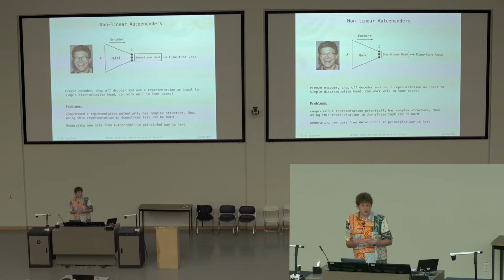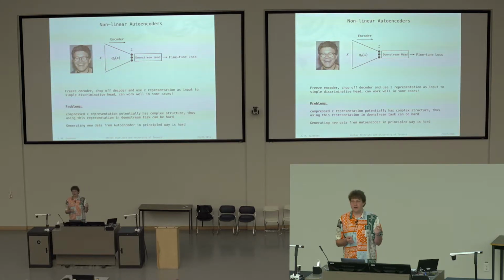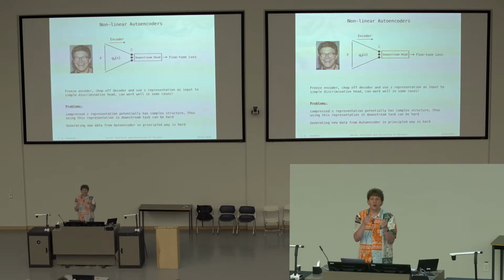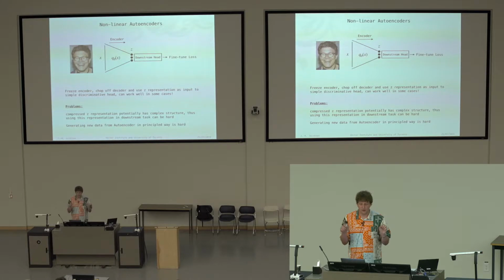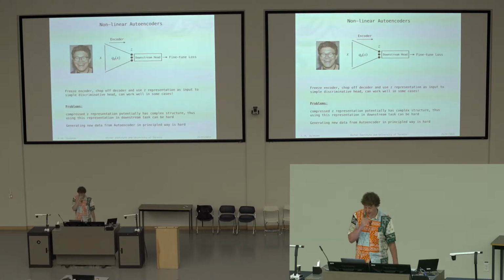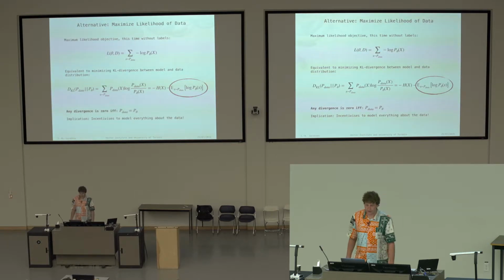And also generating new data from your autoencoder in a principled way is hard, because if you put in one X, that gives you a Z, and then you have another Z from another X, and you don't really know what the path is between these two inputs. So you could generate new X tilde, basically.